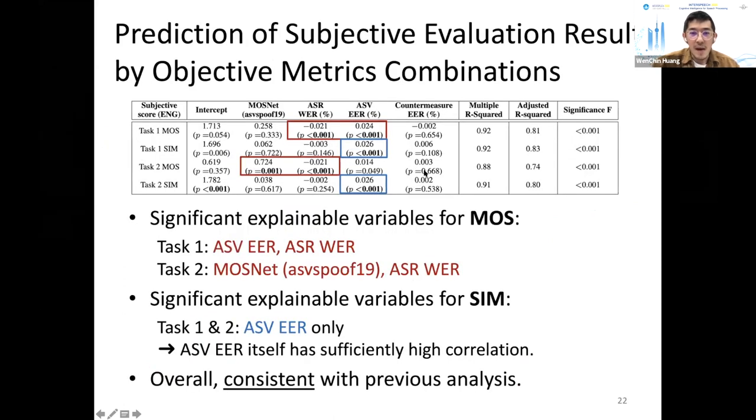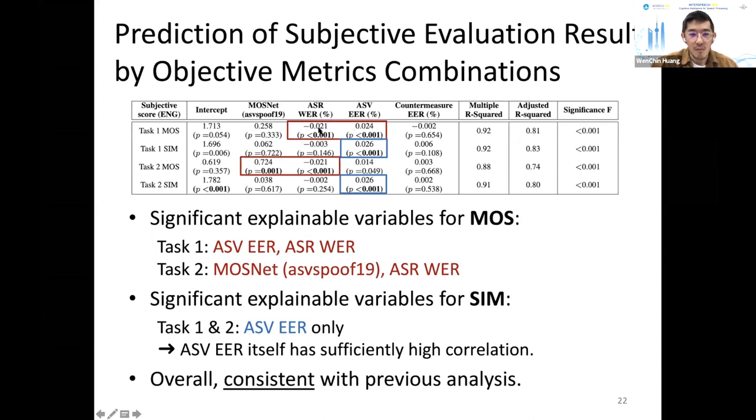So finally, after seeing these individual correlations, we want to know if we can more correctly predict the subjective scores by combining multiple metrics. So what we did here was that we simply combined multiple metrics and used a multiple linear regression to use these input variables to regress to the subjective scores. And the observation here is that for MOS, which means the quality scores, we have two metrics that can be significantly explainable.